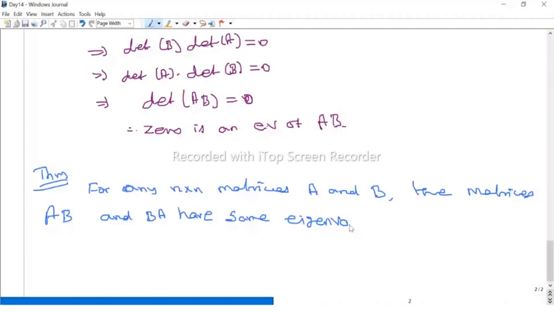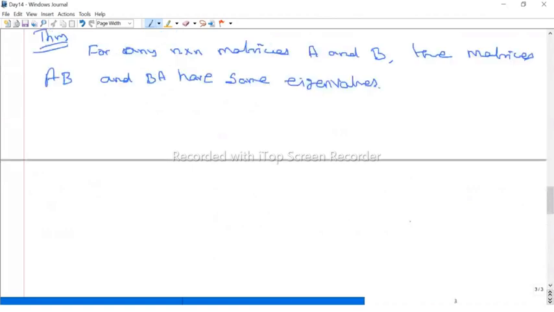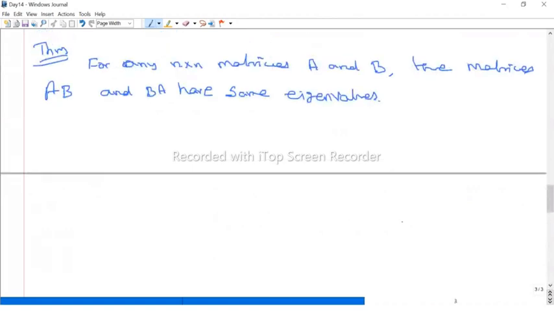But eigenvectors may be different. Eigenvalues are the same. So what is the proof of this? Suppose we start with an eigenvalue of AB. We have to prove that the eigenvalue should be an eigenvalue of BA. So, proof.